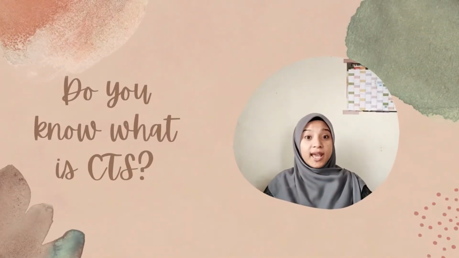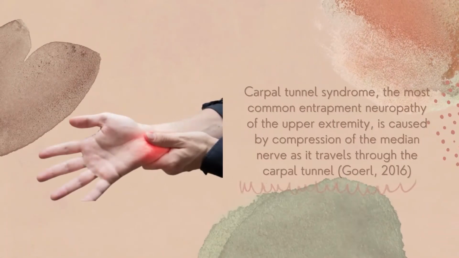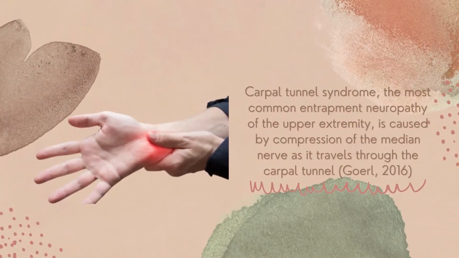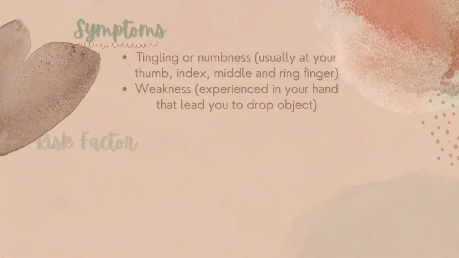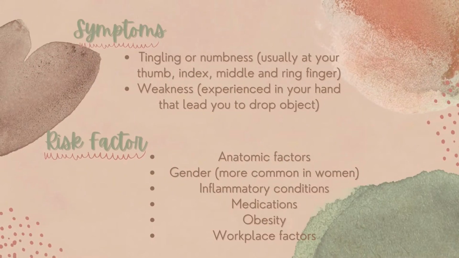Do you know what CTS is? Carpal tunnel syndrome is caused by the pressure on the median nerve. The symptoms may include tingling or numbness, usually on your thumb, index, middle, and ring finger, and weakness. The risk factors include anatomic factors of your hand, gender, usually more common in women, inflammatory conditions, medication, obesity, and workplace factors.